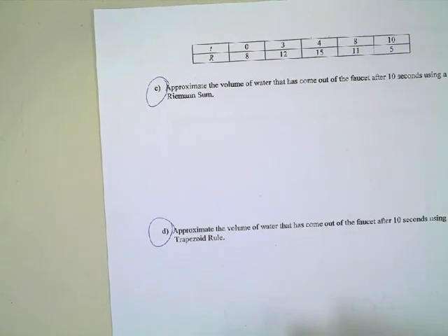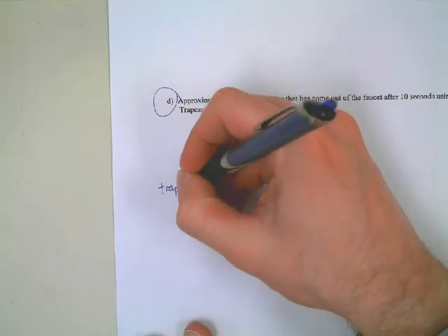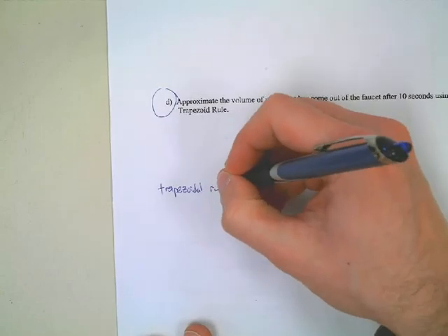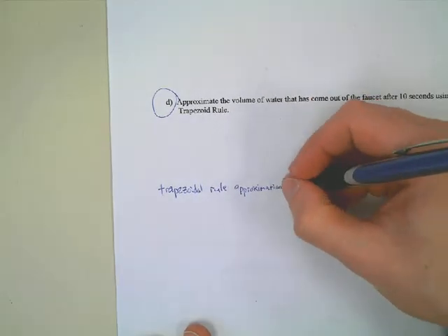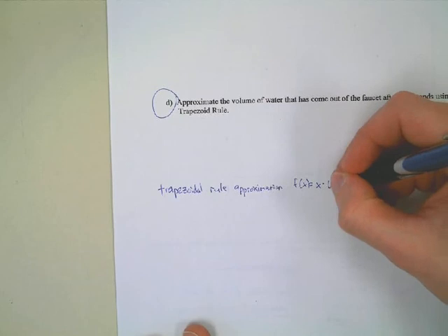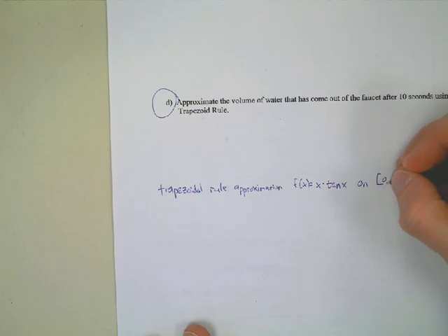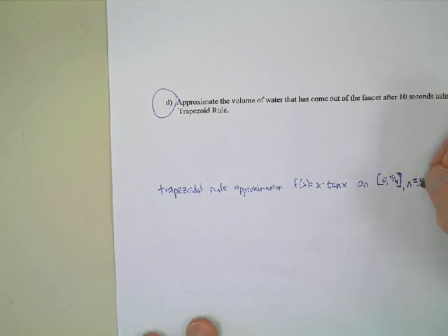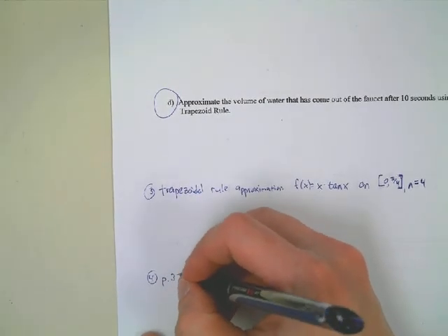And then I also want you to do a trapezoidal rule approximation for f of x equals x times the tangent of x on the interval from 0 to pi over 4. Whoops, I want to include that pi over 4. And n equals 4. Anyone want to guess what I mean when I say n equals 4? Number of trapezoids. You got it. Okay? And then that's your third thing I want you to do. And then fourth thing, page 353, number 53.